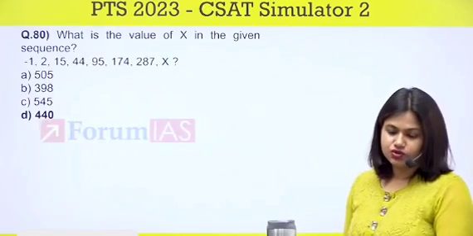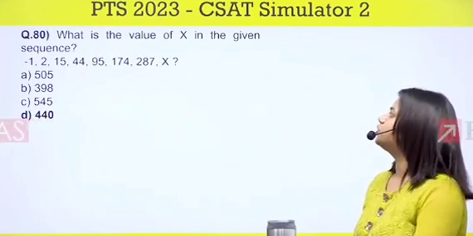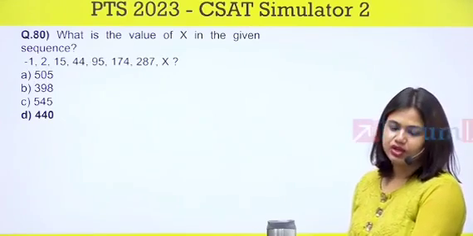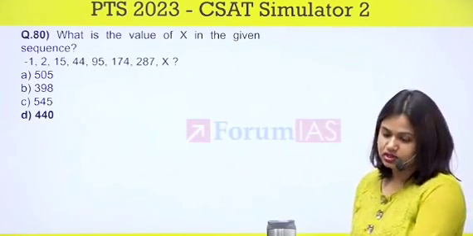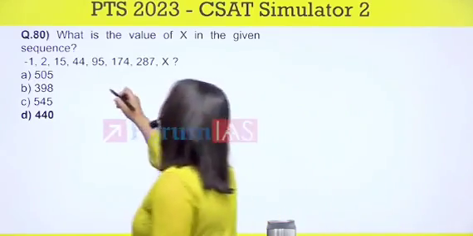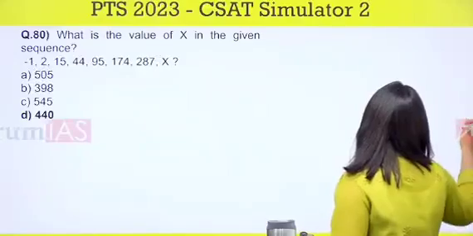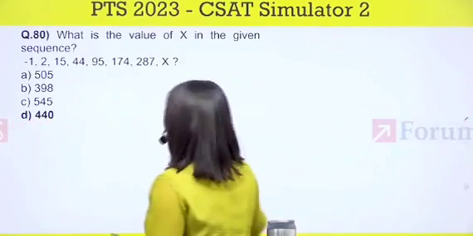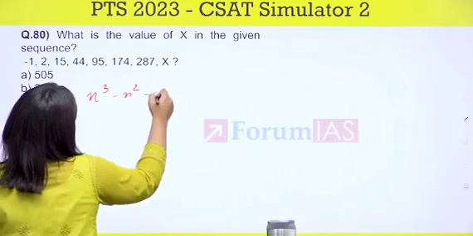Question 80. So what is the value of x in the given sequence? Minus 1, 2, 15, 44, 95, 174, 287 and then x. What is the sequence here? The sequence here is n cube minus n square minus n.